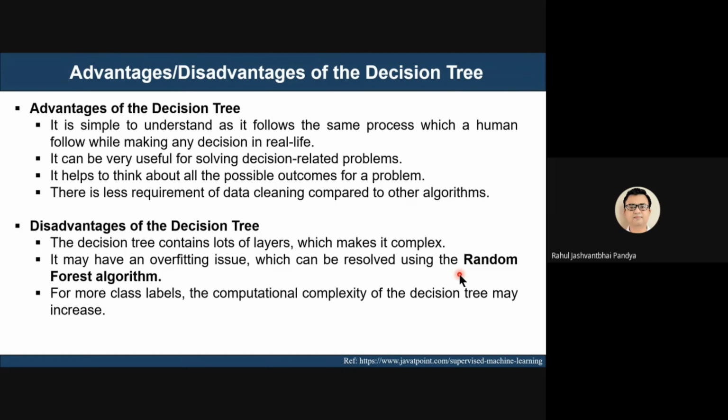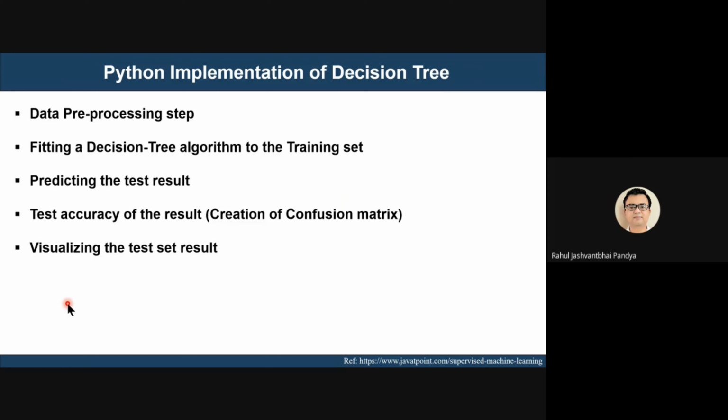We have seen the basics of the random forest algorithm in the earlier lectures. For more class labels, the computational complexity of the decision tree may increase. The computational complexity is naturally larger because it divides the data into multiple trees. That's why the computational complexity is extreme in this.